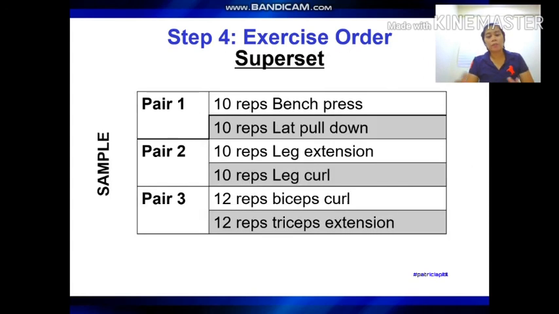Compound set and superset similarity is minimal rest and back to back. Okay, and also it saves time. And it's very useful for those who want the body to adapt. Instead of doing single sets, satu set bench press, second set bench press, third set bench press, we can always try to give them superset and compound set to get the body to adapt and to challenge the muscle to receive the intensity or the stress in order for them to build stronger and to get muscle growth, right?